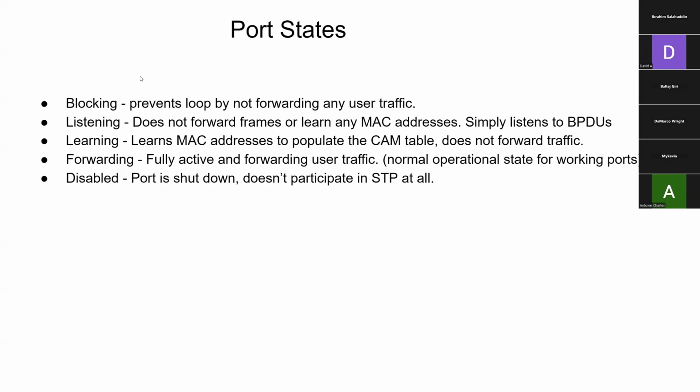When we're in learning, it's learning MAC addresses to populate the CAM table or the MAC address table, and it doesn't forward traffic. And then we have forwarding, right? This is a fully active interface, and it's also forwarding user traffic. So this will be the normal operational state for working ports in the spanning tree protocol. And then we have the disabled port. This is where the port is shut down and it does not participate in the spanning tree protocol at all.